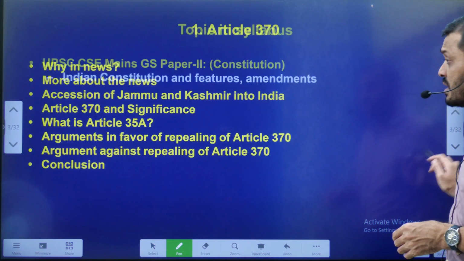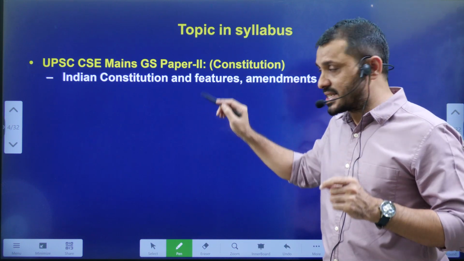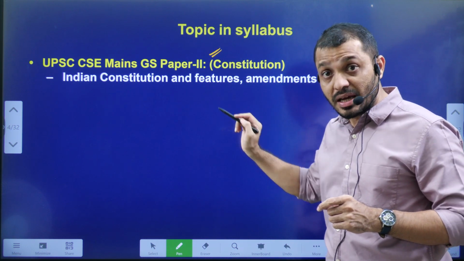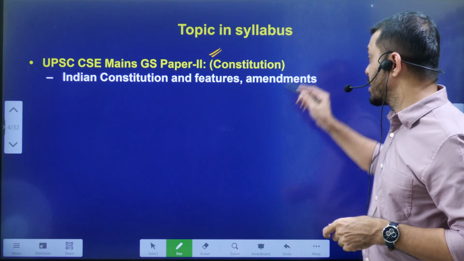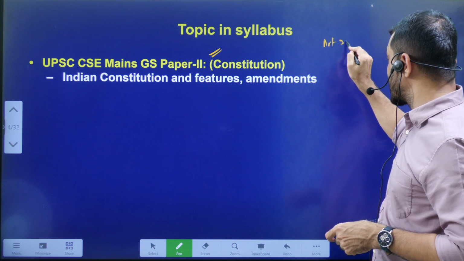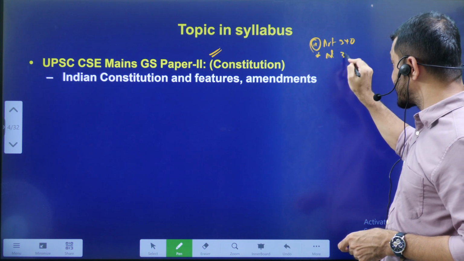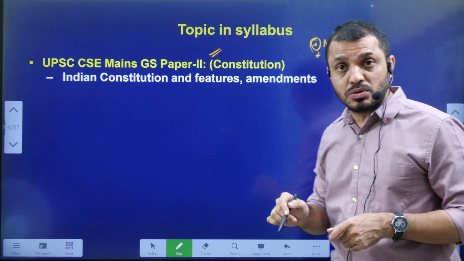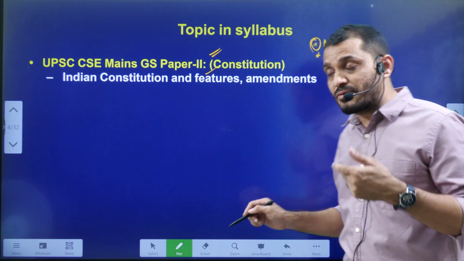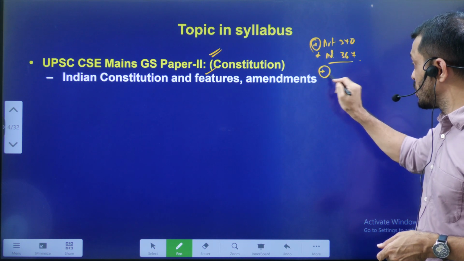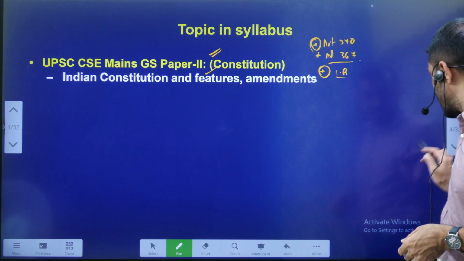Now the syllabus mapping: this issue is going to help you in your UPSC General Studies Paper 2. Apart from mains, in the prelims perspective also this video is going to be very important, because here we are going to discuss various articles: Article 370, Article 367, and certain other issues. So from the prelims and mains point of view, it helps in Indian polity, and of course here I'll explain some concepts related to IR also, international relations, that is between India and Pakistan. This is the syllabus mapping.